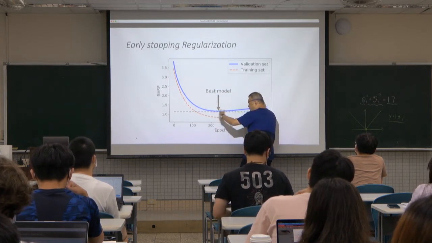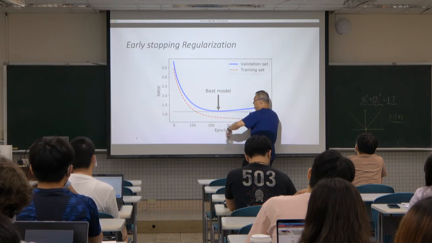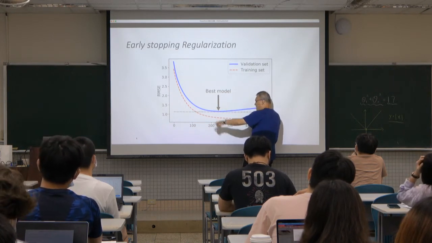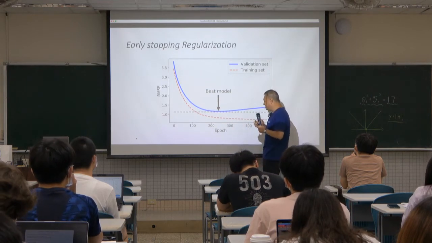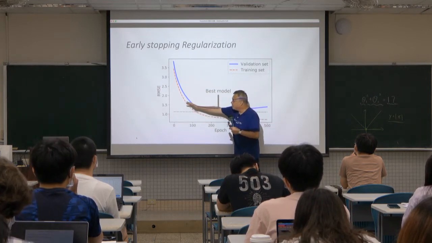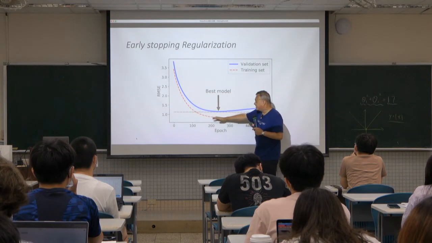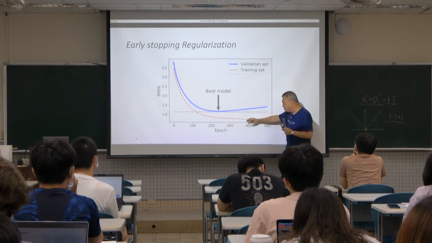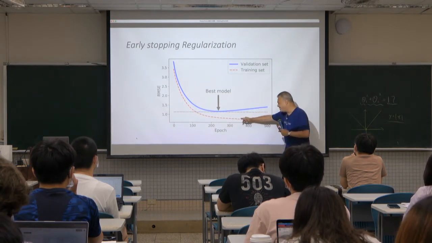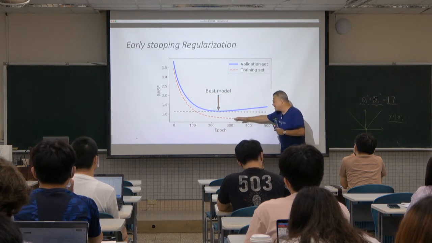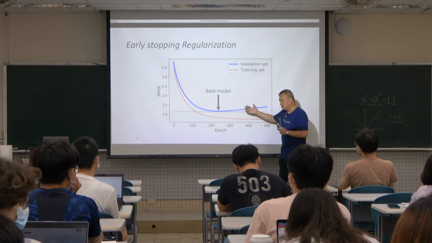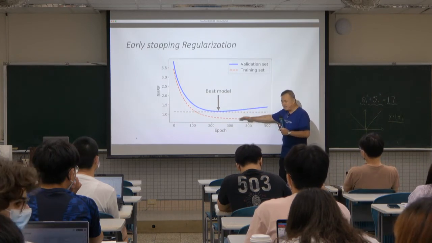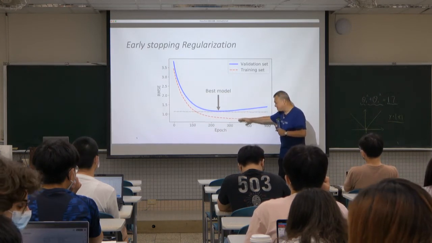As you use more and more iterations to train your model, you will see the error for the training set gets reduced more and more. At the end, it may be almost flat, but in the worst case, it's going to be flat anyway.